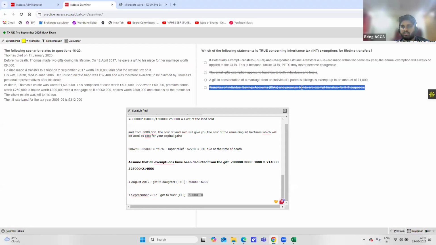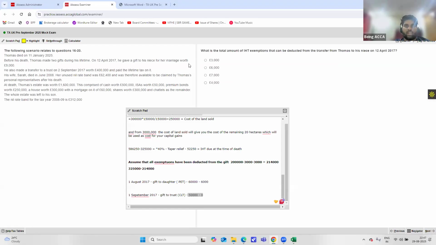Clear until this point? Any doubts so far? What is the total amount of IHT exemptions that can be deducted from the transfer from Thomas to his niece on 12th April 2017? Okay, so what happened? He has made two gifts in his life. On 12th April 2017, he made a gift to his niece for her marriage worth 9,000.